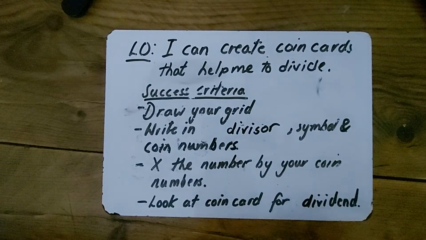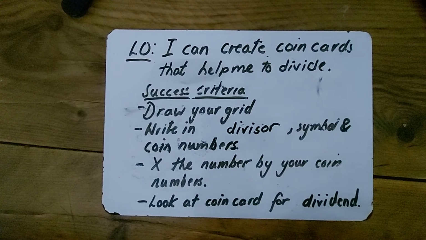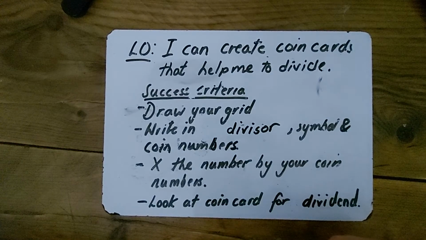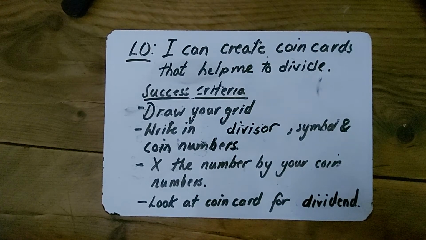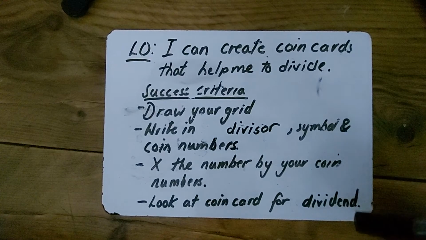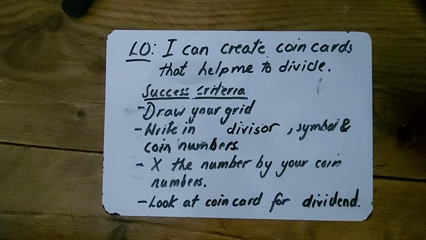So first of all, as before, we're going to draw our grid. Then we're going to write in the divisor. That's a little bit of new vocabulary. We're going to write in our symbol and we're going to write in our coin card. Now I will go back and explain what the divisor is in a second. Then I'm going to times the divisor by each number in the coin card, and then I'm going to look at the coin card when I've finished for what we call the dividend. And I'll explain what those words divisor and dividend mean, because I think they can help us understand a little bit more about what's happening.